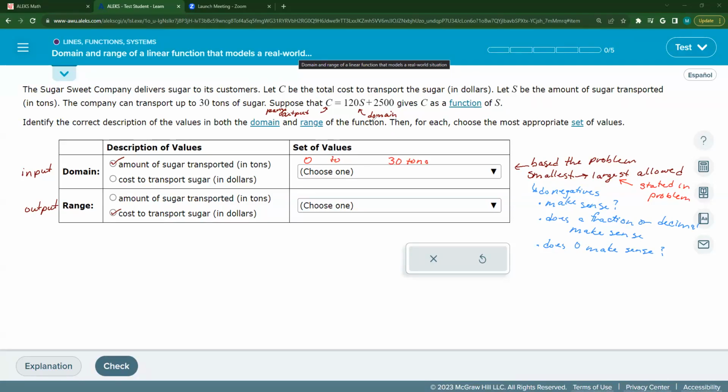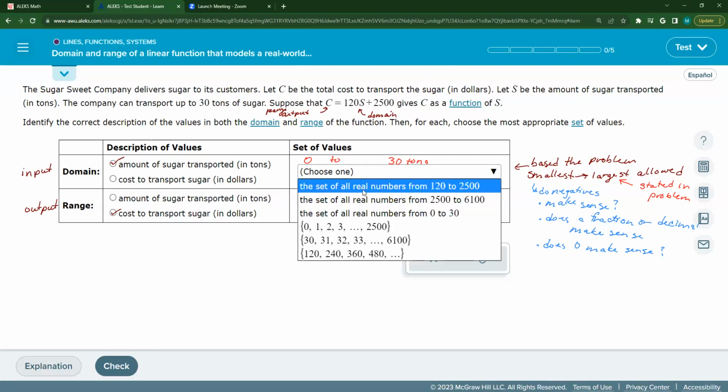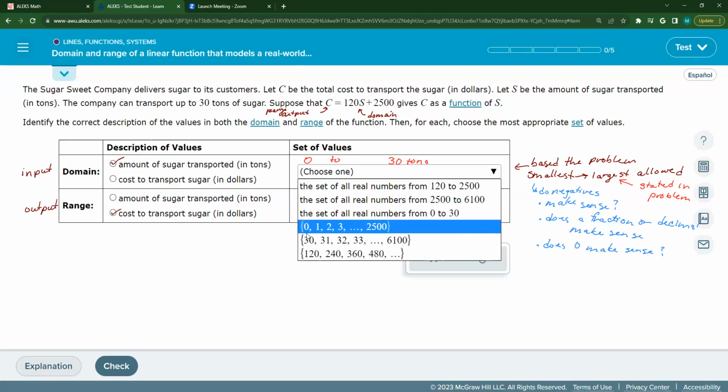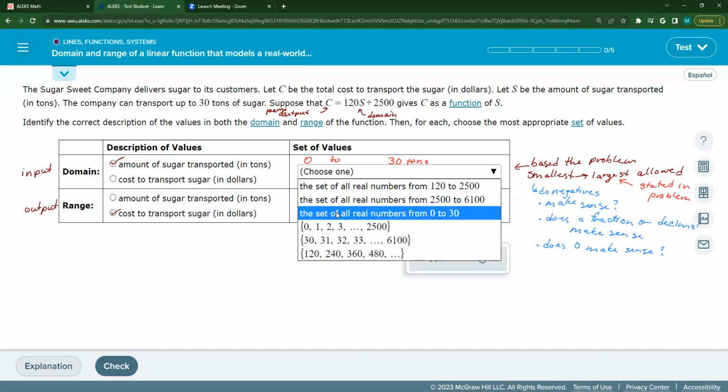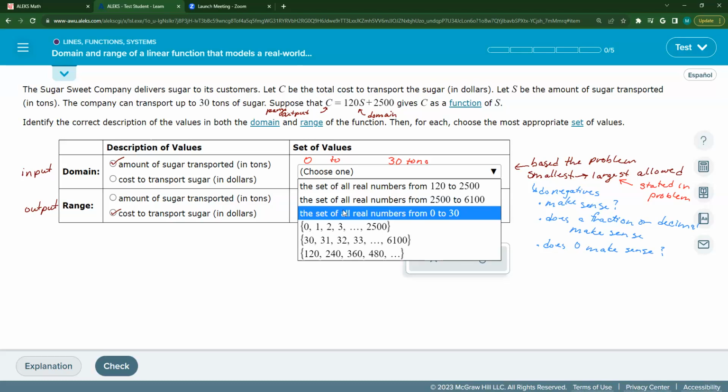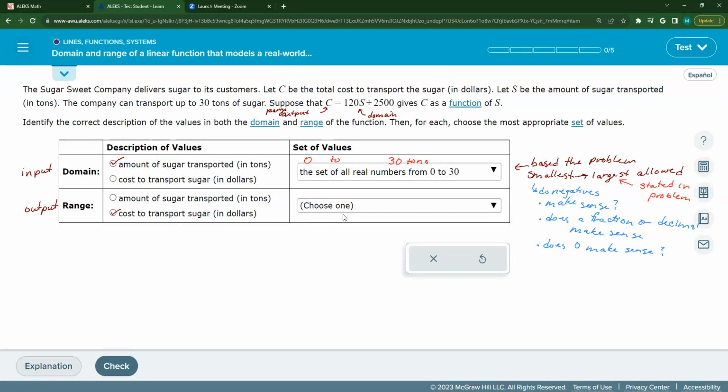So when I look at my choices, I am going to be picking the set of all numbers from 0 to 30. And if I look at all of my other choices, this is the only one that has it. The others would be listing, like, I have to do whole tons if I am listing those numbers, meaning the fractions didn't make sense. So we're taking that one. I'm going to check this off while I have my drop down.